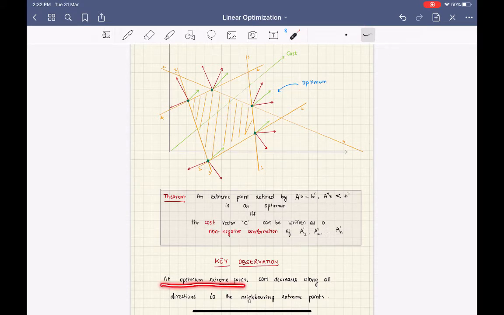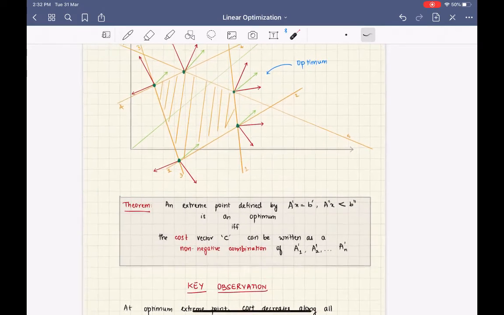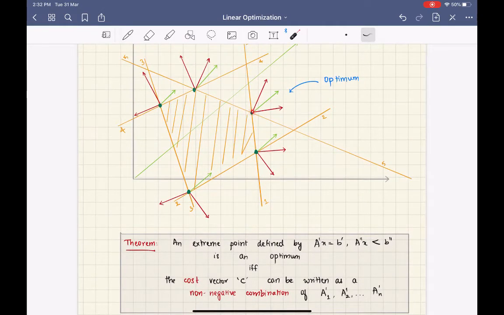At the optimum extreme point, cost decreases along all directions to the neighboring extreme points. Let me try to explain this. You look at this point. This was our optimum. So what are the neighboring extreme points to this? This one and this one. Now if you move along this direction, you reach this neighbor. If you move along this direction, you reach this neighbor. Now at the optimum, at this extreme point, if you move along this, the cost is decreasing. If you move along this, the cost is again decreasing.